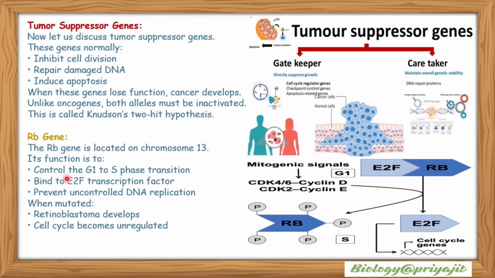The RB gene is located on chromosome 13. Its function is to control the G1 to S phase transition. It binds to E2F, a transcription factor responsible for RNA polymerase II transcription. It prevents uncontrolled DNA replication. When the RB gene is mutated, retinoblastoma develops and the cell cycle becomes unregulated.